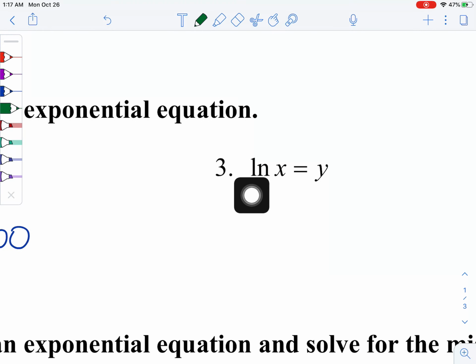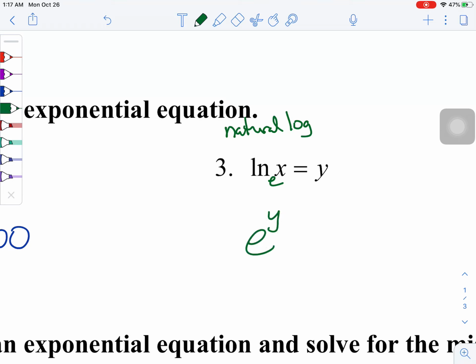Something new. All right, ln. ln is called the natural log. All right. And it has a different base. Its base is going to sound weird, but its base is the number e. Yes, e is a number in the same way that pi is a number, in the same way that i is a number. It's just a number in math, all right? So this would translate into e to the y is equal to x.